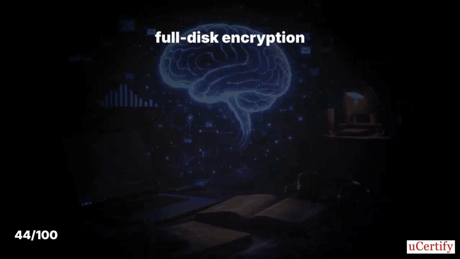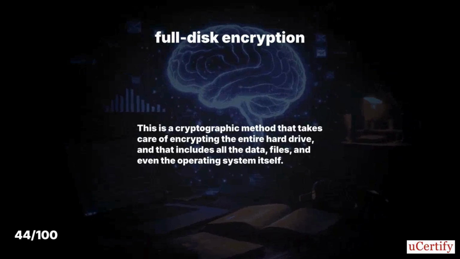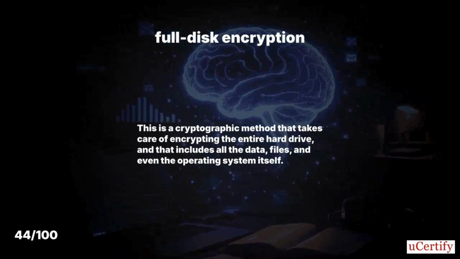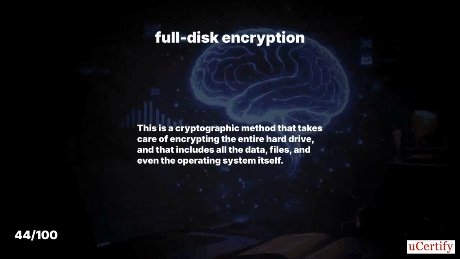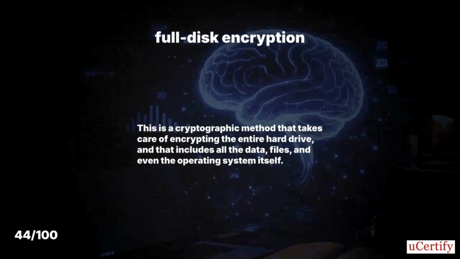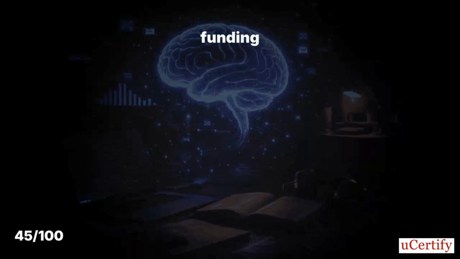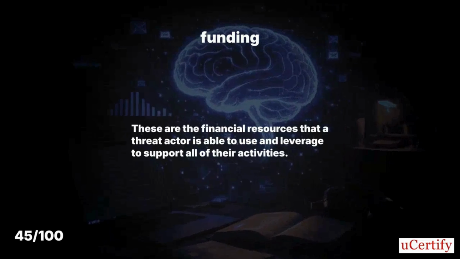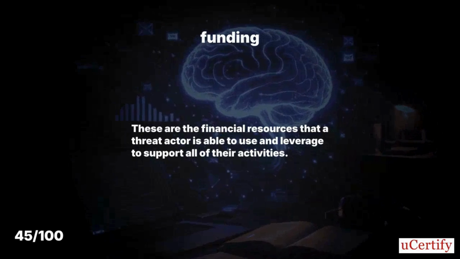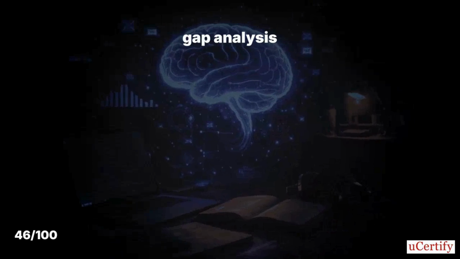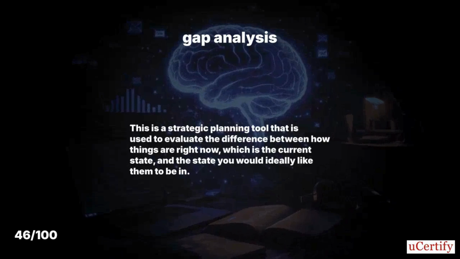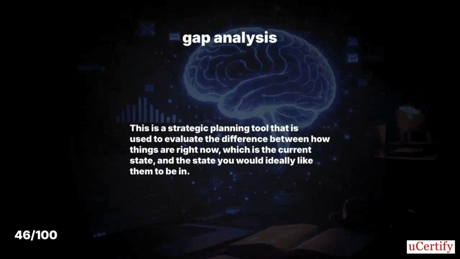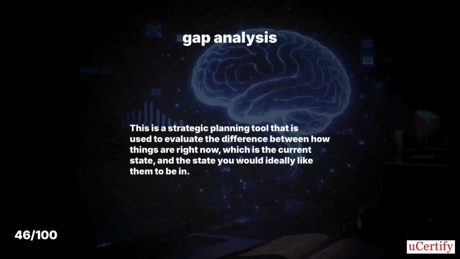This is full disk encryption. This is a cryptographic method that takes care of encrypting the entire hard drive, and that includes all the data, files, and even the operating system itself. These are the funding resources that a threat actor is able to use and leverage to support all of their activities. This is a strategic planning tool that is used to evaluate the difference between how things are right now, which is the current state, and the state you would ideally like them to be in.